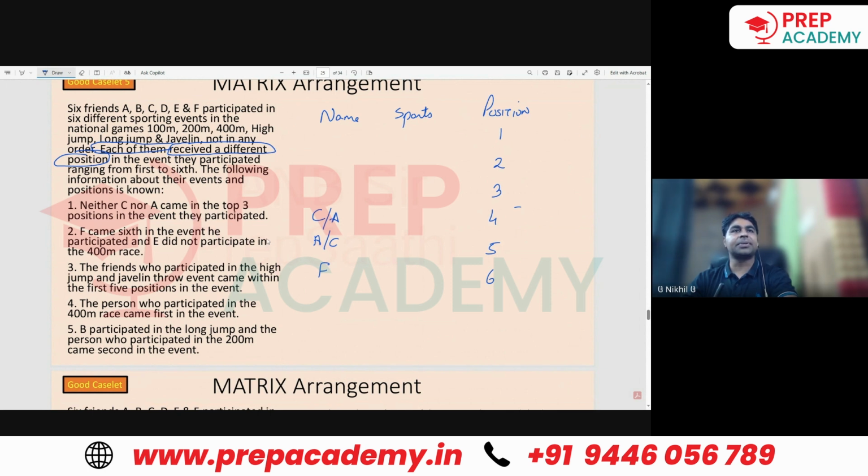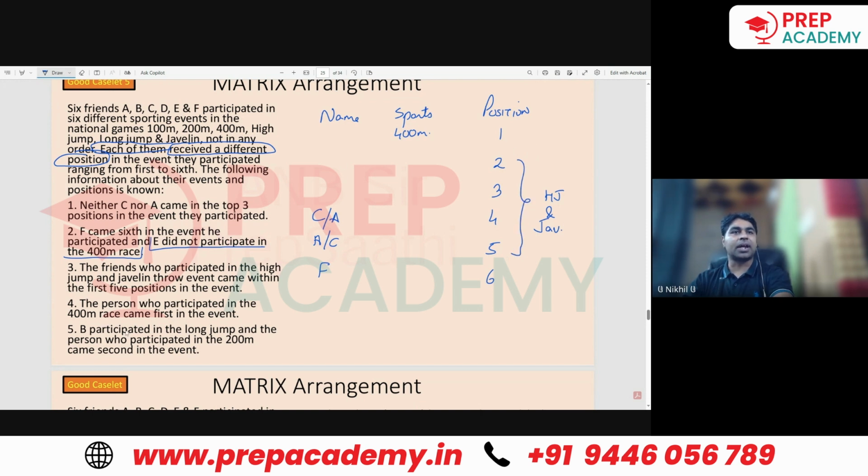And E did not participate in the 400 meter race. So the negative statement we'll just wait for everything to be completed. The friends who participated in the high jump and javelin throw event came within the first five positions in the event. So here will be high jump and javelin. The person who participated in the 400 meter race came first. So that means 400 meter came first. So that means from 2 to 5 it will happen because one is already filled up.